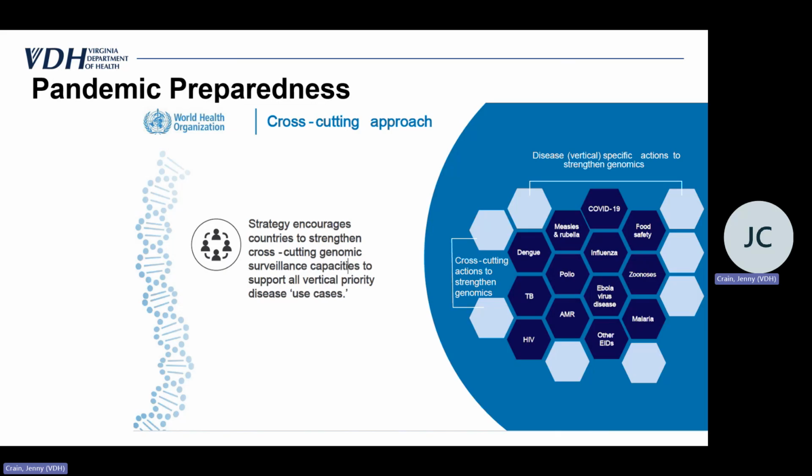So this concept of cross-cutting actions to strengthen genomics, and this idea of having vertical actions across different pathogens, as well as different hosts or exposures in terms of zoonoses or food, etc. This is how this concept will prepare us in terms of the next pandemic.